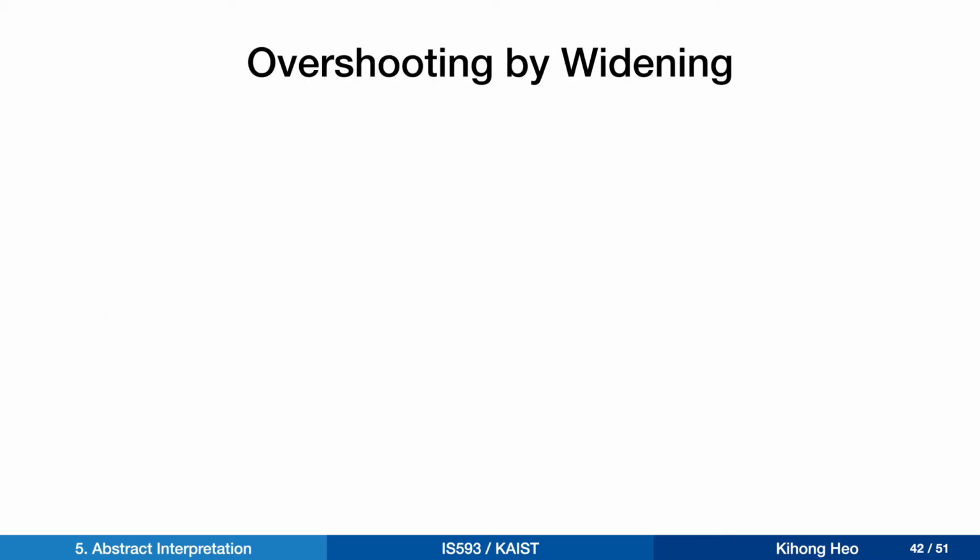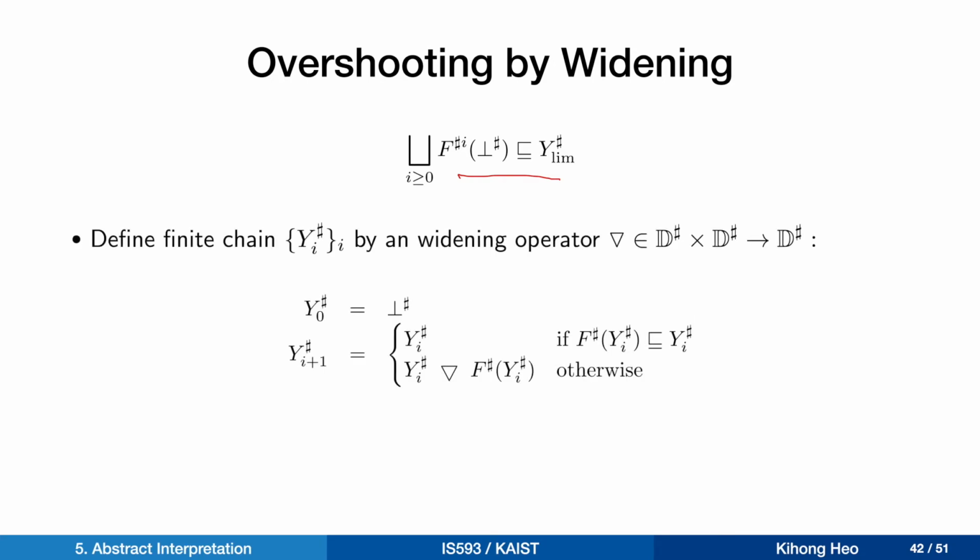First, let's talk about the finite increasing chain by widening, such that each last element is larger than or equal to the ideal result. The finite chain by widening is defined as follows. It starts from the bottom. And if it reaches a post-fixed point, then what does that mean? The application results in a smaller or the same element. Then it stops there.